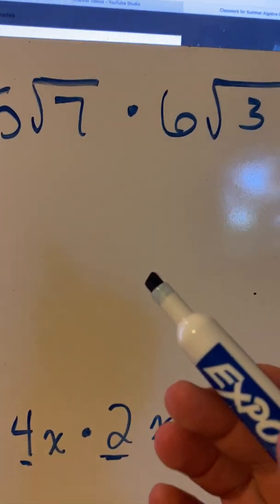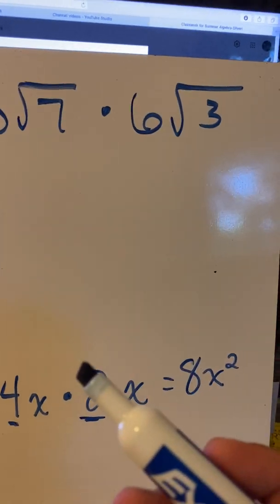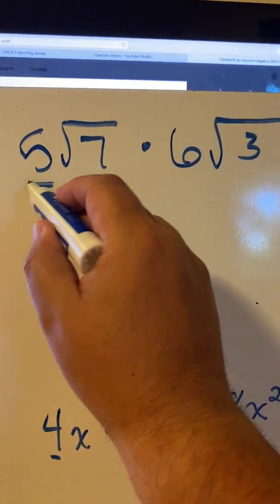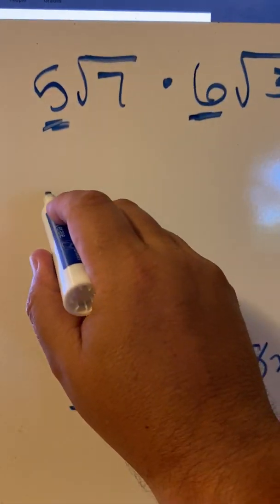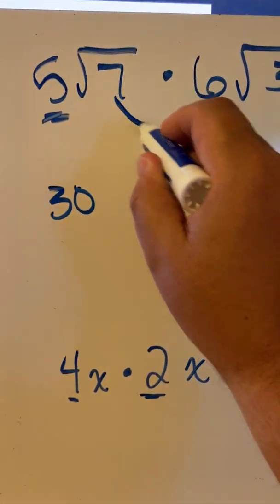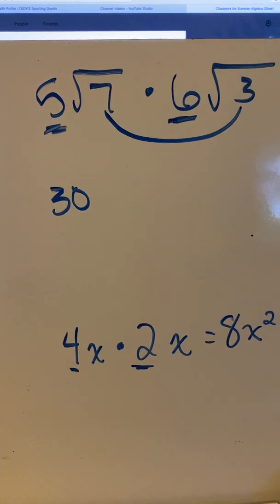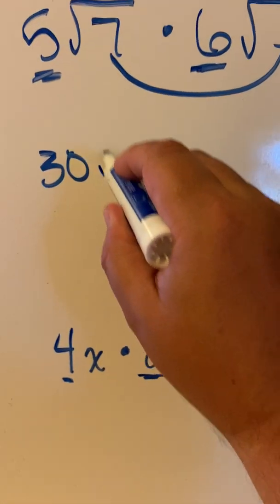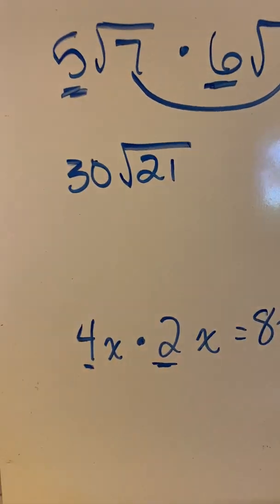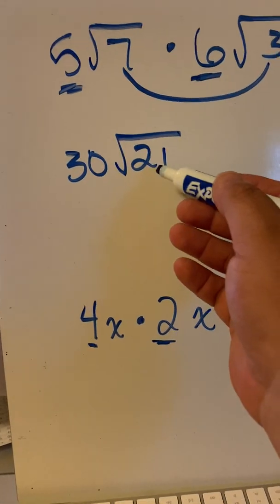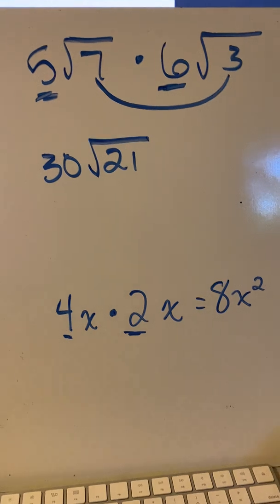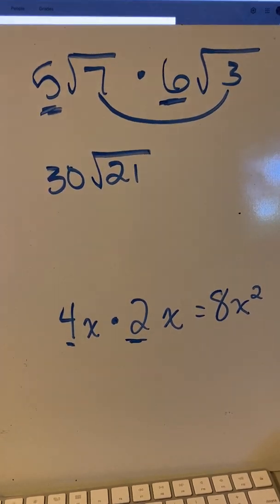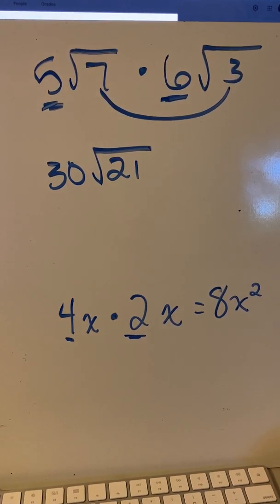So the easy thing with multiplying radicals is, 5 times 6 is 30. 7 times 3, the radical 7 times the radical 3, is just radical 21. Now, if you can factor this one out at the end, then do it. Then reduce it and simplify this expression.